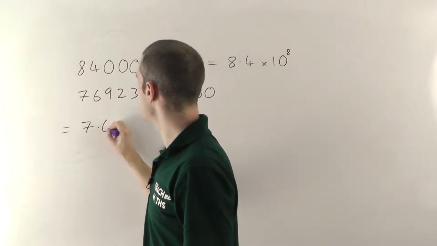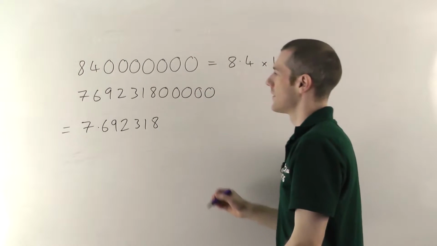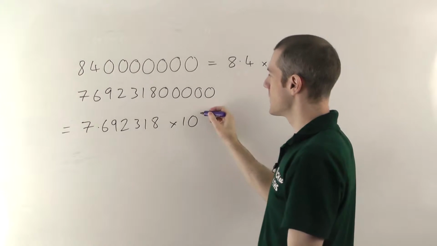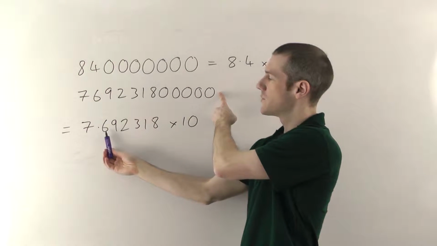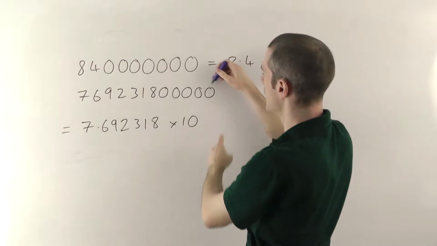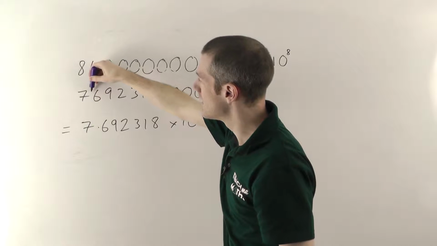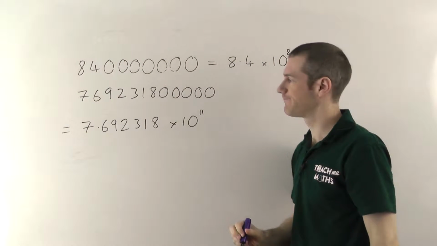So we could write 7.692318 times 10. It's always times 10. And then work out what the power is. The decimal point is currently at the end. We want to put it between the 7 and the 6. So we go 1, 2, 3, 4, 5, 6, 7, 8, 9, 10, 11 places. So the power here would be 11.